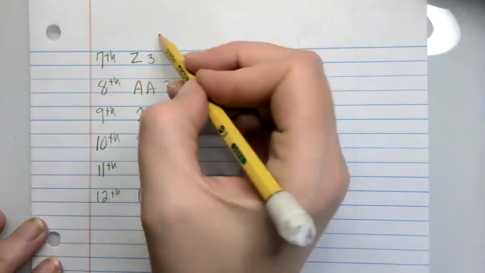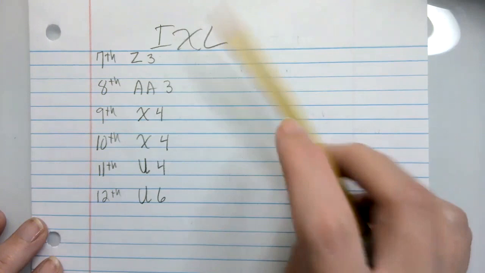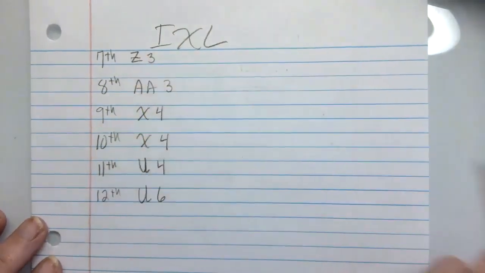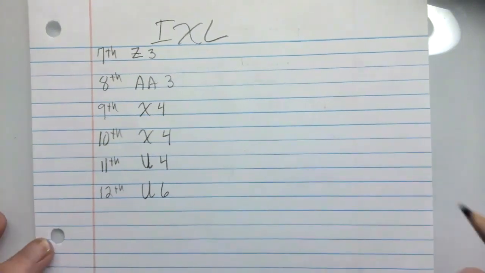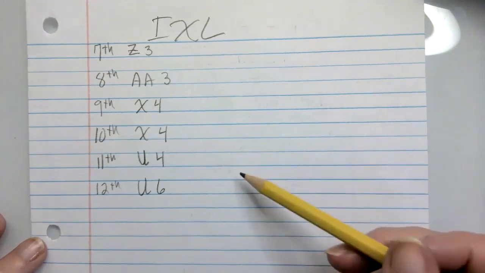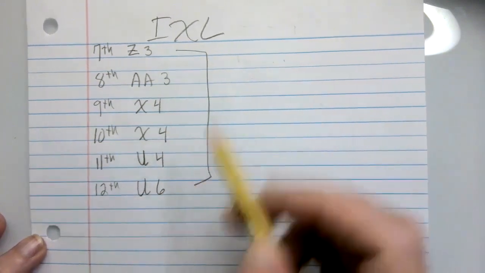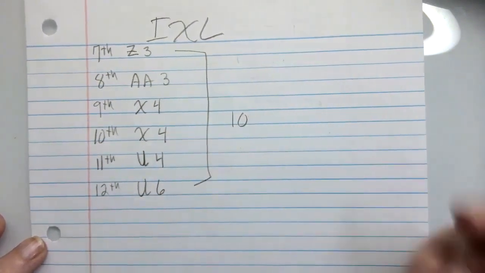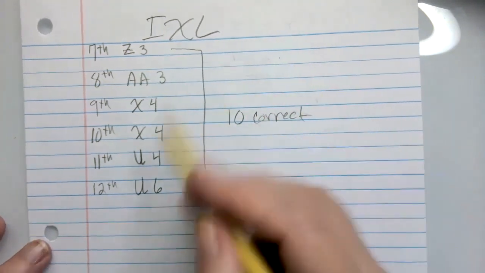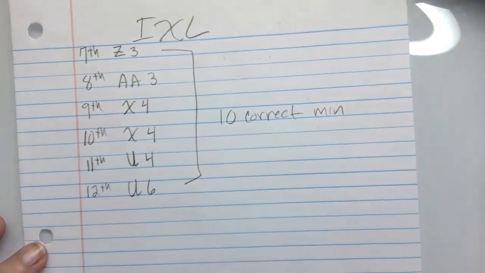All right, so for your IXL practice today, if you are in 7th grade, you're going to go to Z3. If you're in 8th grade, you're going to go to AA3, 9th grade X4, 10th grade X4, 11th grade U4, and 12th grade U6. And as always, we want to go with an aim of 10 correct. Since we don't have a range of numbers here, maybe we could think of 10 correct as our minimum, and maybe we could go to 15.